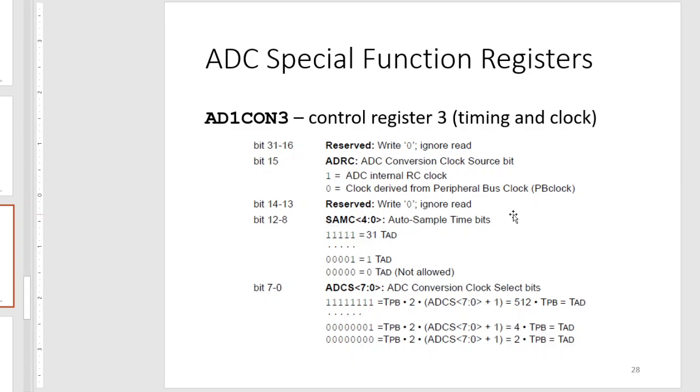Then the SAMC bits, or the auto sample time bits, just say how long our sampling circuit samples our input before a conversion is started whenever we are in auto sample mode. When we set it, it's not allowed to be 0 because you cannot sample anything in 0 seconds. So it should be set to at least 1, or to the minimum.